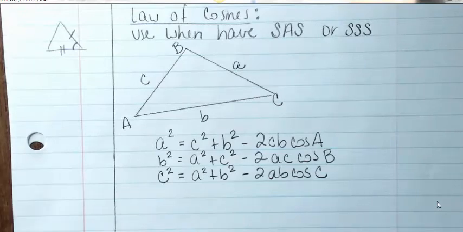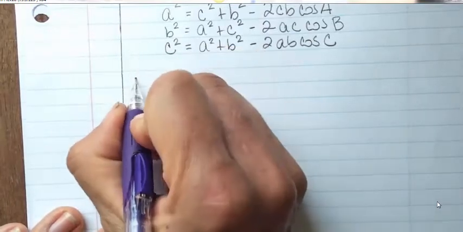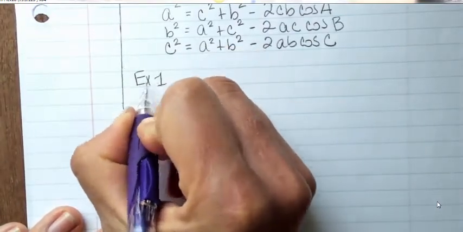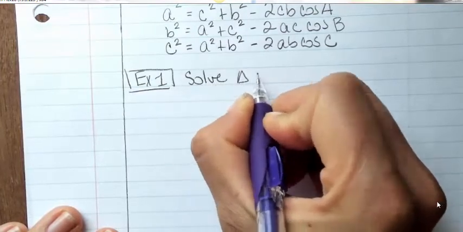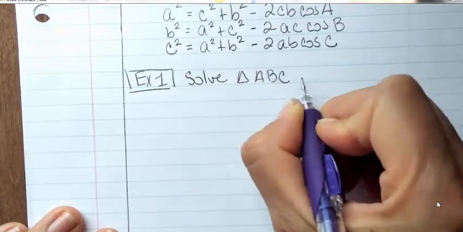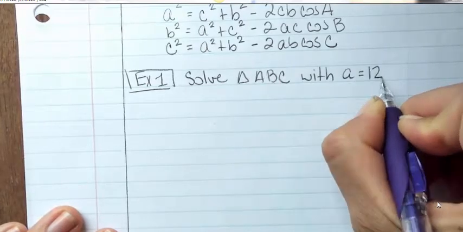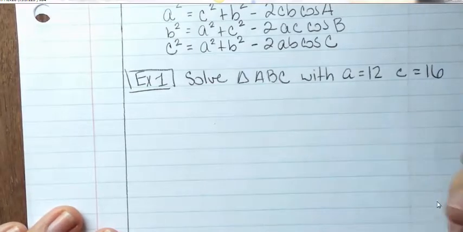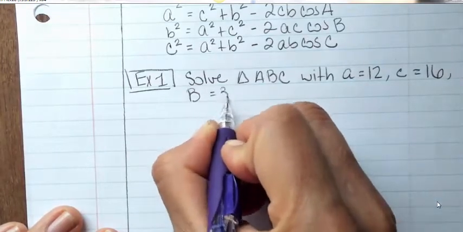Okay, so let's do a couple of these. Example 1. We're going to solve triangle ABC with A equals 12, C equals 16, and capital B equals 38 degrees.